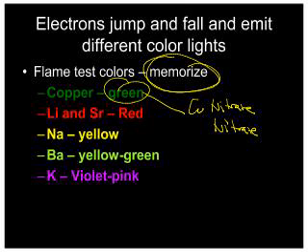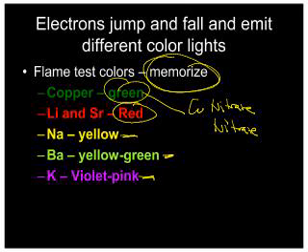So copper is green, lithium and strontium are red, sodium is yellow, barium is yellow-green, and potassium is violet-pink. I'll probably just set those things up and show you how they work. I like the YouTube clips better because I think the color is a little more distinct, and I'm a little colorblind to begin with.